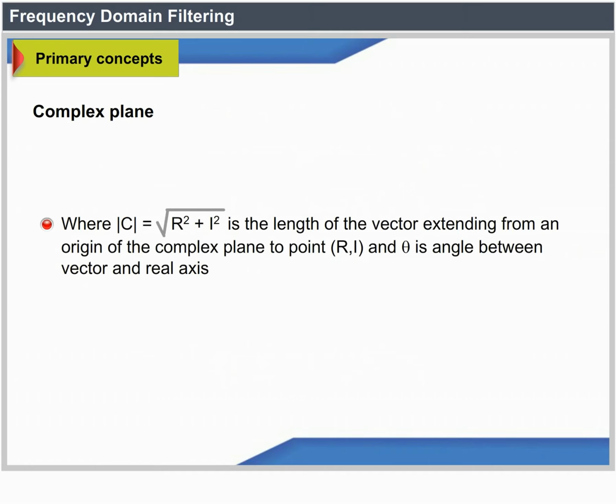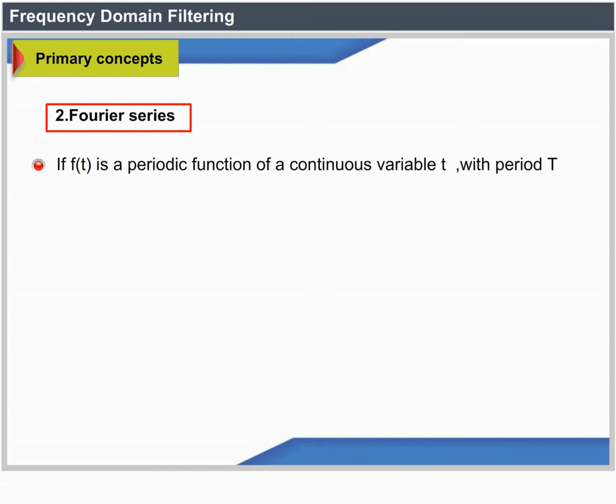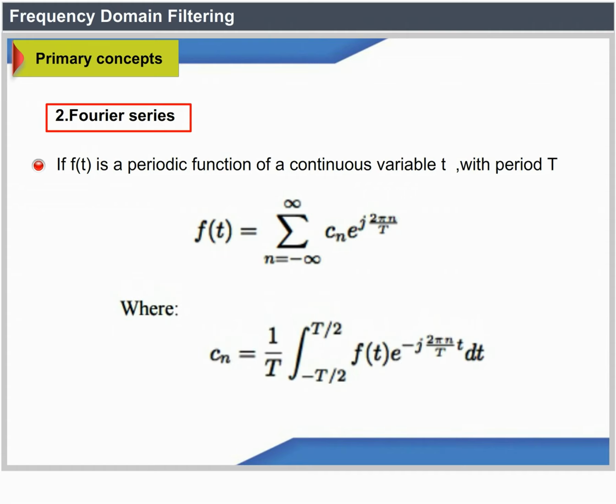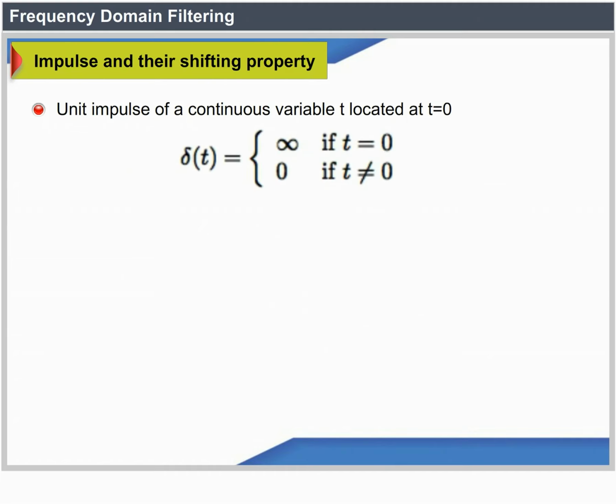Impulse and their shifting property. Unit impulse of a continuous variable t located at t equals 0 will be as per the equation shown on the screen. Unit discrete impulse located at x equals 0 will be as shown on screen. A unit discrete impulse located at x equals x0, where variable x is discrete, is 0 everywhere except at x equals x0. The shifting property will be as shown on the screen.